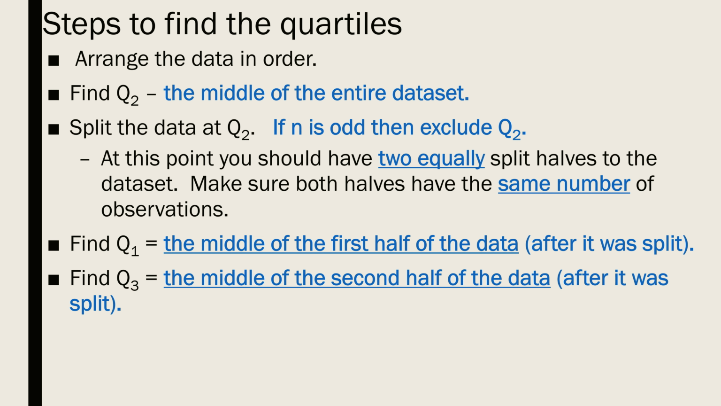Here are the steps to find the quantiles. The first step is to arrange the data in order. The second step is to find Q2, the median, which is the middle of the entire data set. Then you split the data at Q2. If n is odd, then we do not include Q2. At this point, you should have 2 equally split halves of the data set. Make sure both halves have the same number of observations.